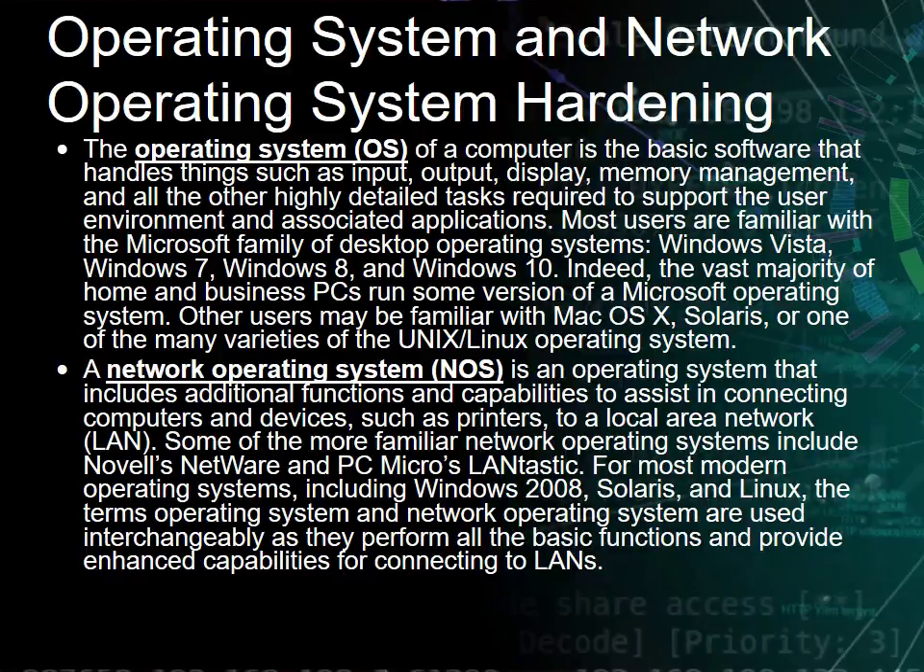A network operating system is an operating system that includes additional functions and capabilities to assist with connecting computers and devices such as printers to a local area network. Many of the more familiar network operating systems include Novell NetWare and Artisoft's LANtastic. For most modern operating systems, including Windows, Solaris, and Linux, the terms operating system and network operating system are used interchangeably, as they perform the basic functions and provide enhanced capabilities of connecting to LANs.